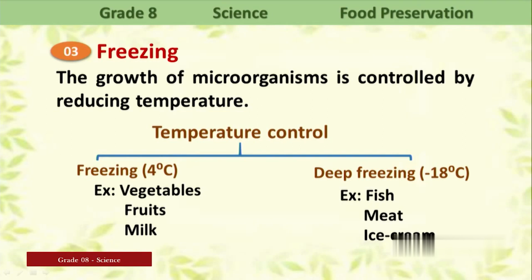Number one, freezing. Freezing requires a temperature of 40 degrees Celsius. Then vegetables, fruits and milk products are kept in a freezer. But through your experiences, you know that food items like fish, meat and ice cream are kept in a deep freezer.